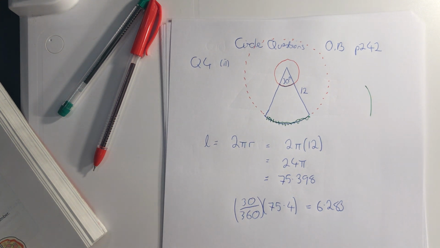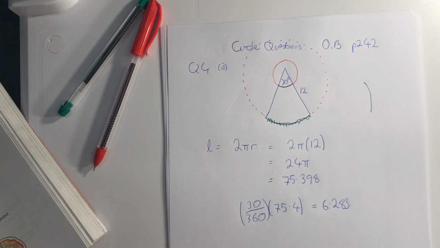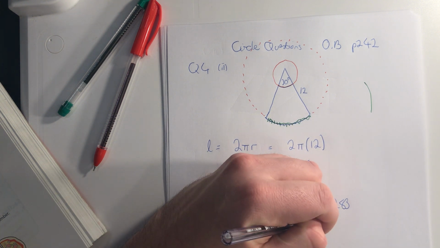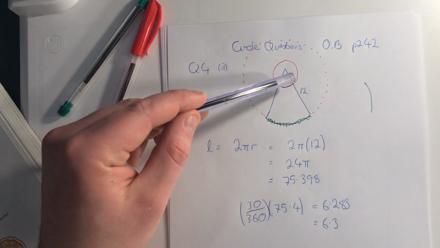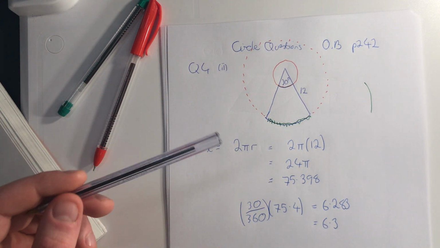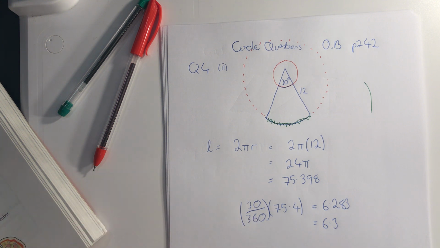It's actually 2 pi. Okay, so I did some rounding here, and I didn't round it in my calculator, so that's why it looks like that. So it's probably equal to 6.3. So that's what we do. Okay, we work out the full amount, and we work out what fraction of the full amount we have, and we work out that fraction of the full amount.